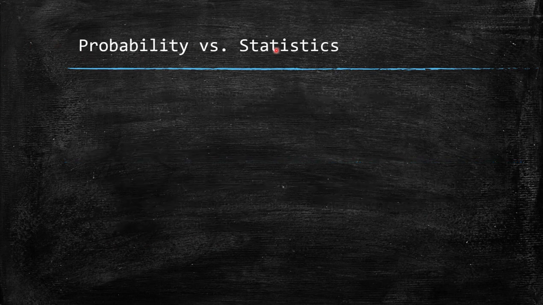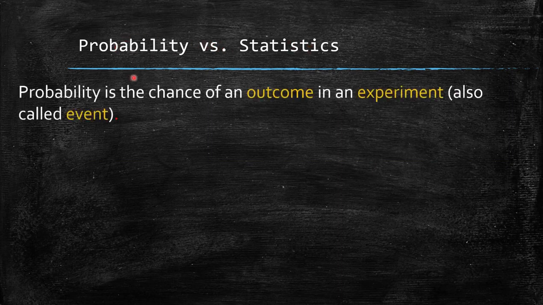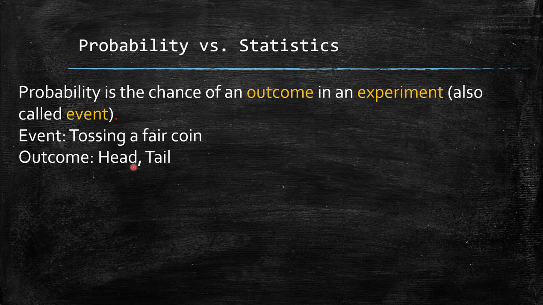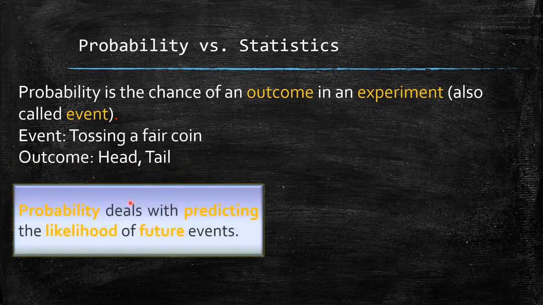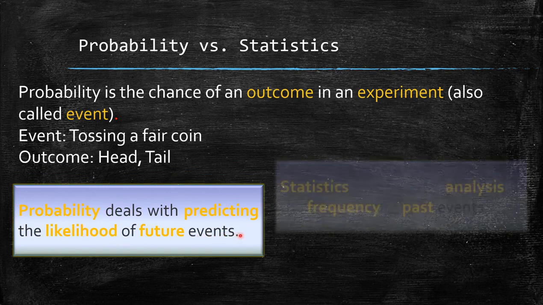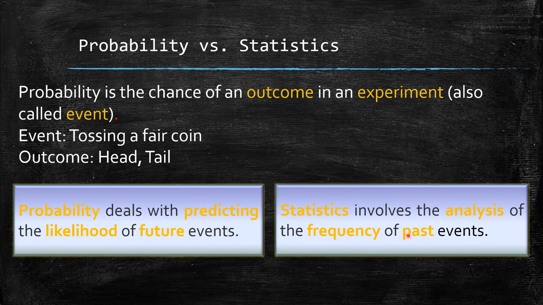Let me start with probability versus statistics. How do these two differ from each other? Probability is the chance of an outcome in a random experiment, predicting the occurrence of a future event. For example, while tossing a fair coin, outcomes are head and tail. So probability deals with predicting the likelihood or occurrence of future events, whereas statistics is the analysis of the frequency of past events.